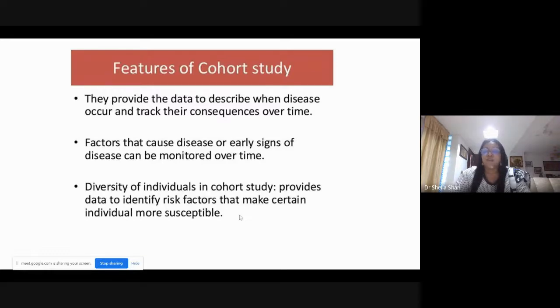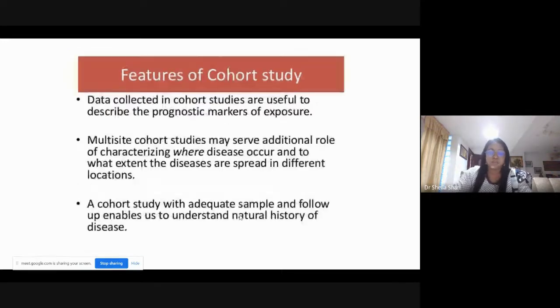So the diversity of the individuals in a cohort study provides the data to identify the risk factors that make the individual more susceptible, and how much they are exposed. Through this study also, they can find out where the disease occurs and to what extent the disease can spread over different locations. So a cohort study with adequate sample and follow-up enables us to understand the natural history of disease.